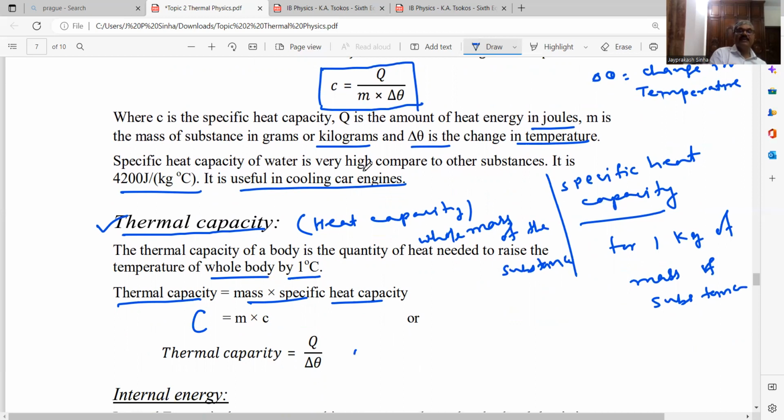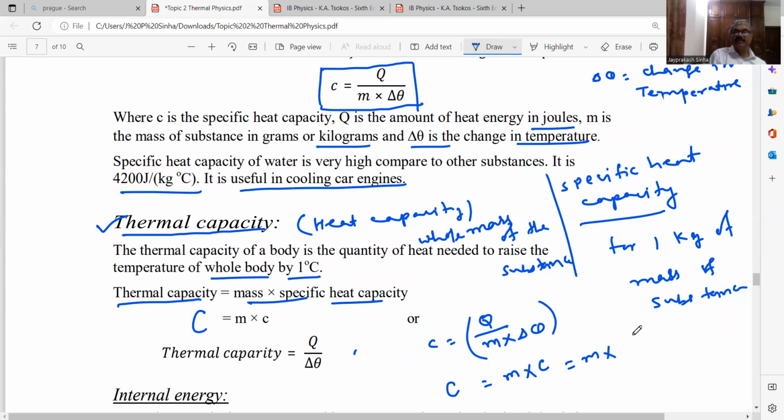See here, what we are getting here, C. We have already defined c. c is equal to Q upon m into delta theta. Correct? And capital C, meaning thermal capacity or heat capacity, is equal to m into c. So write it here, m into, in place of c, we'll write this Q upon m into delta theta. So this m cancelled. So can we write it Q upon delta theta? Correct. So thermal capacity is equal to Q upon delta theta.